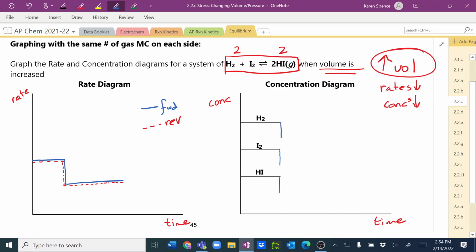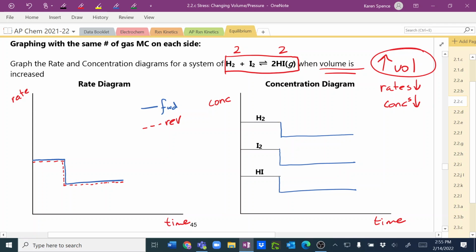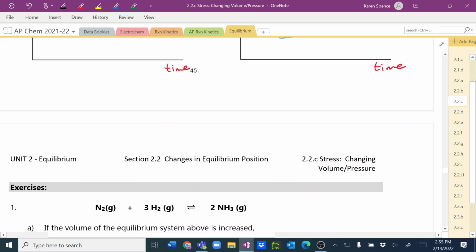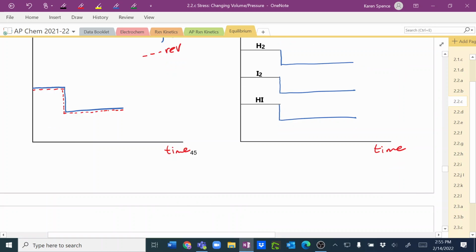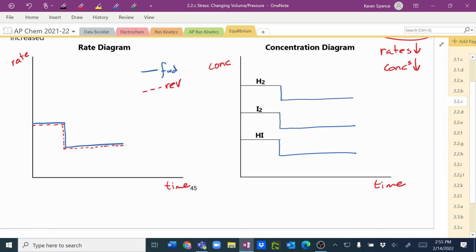Now what? Yes? Okay. Ooh, exercises. Okay. We're going to actually move on to 2.2D and start on it. Yes, Joshua, sorry. Yes?